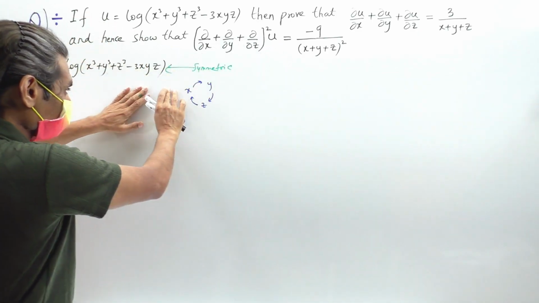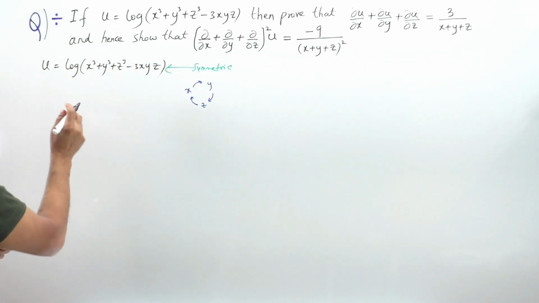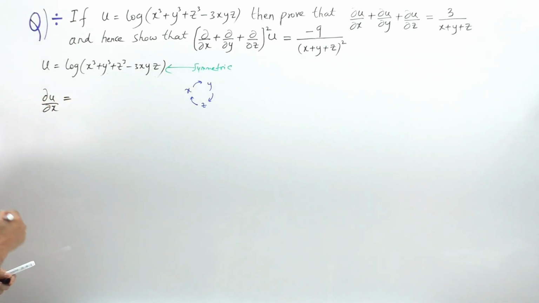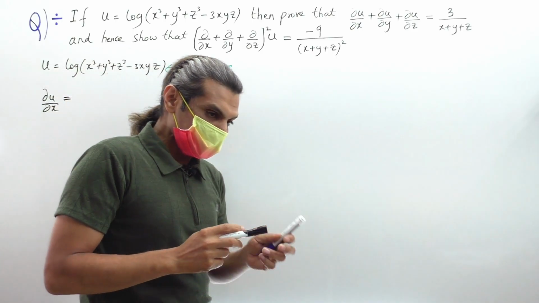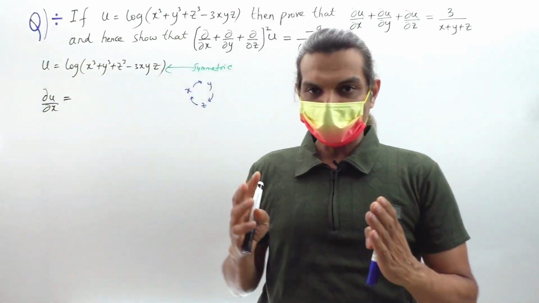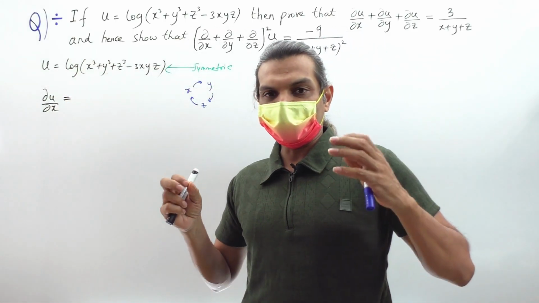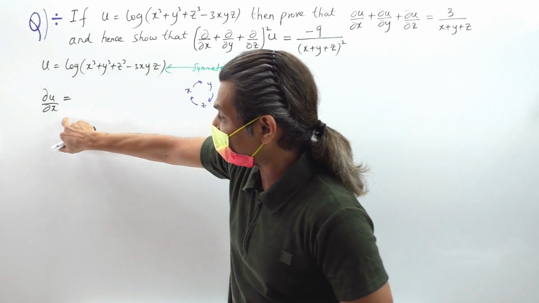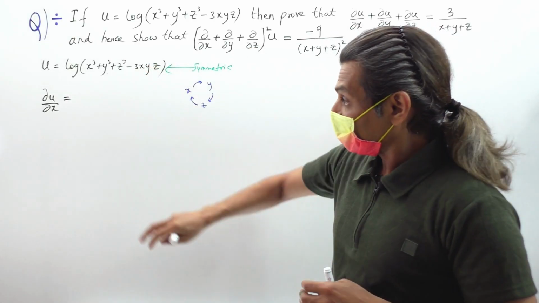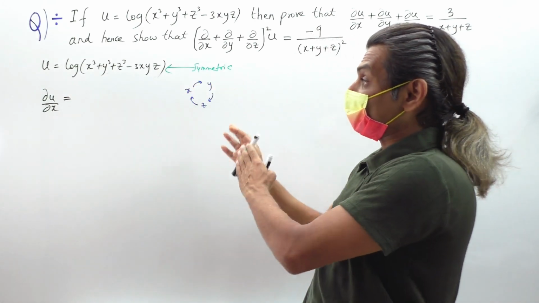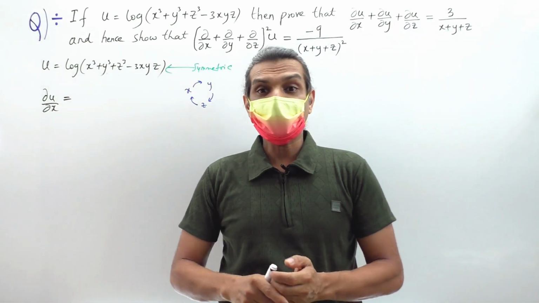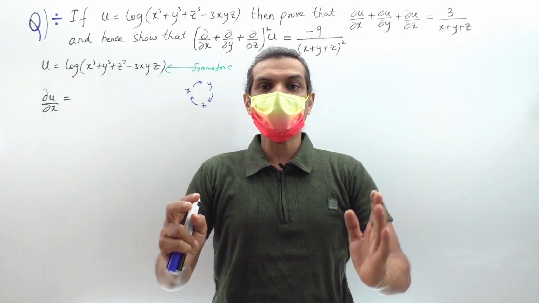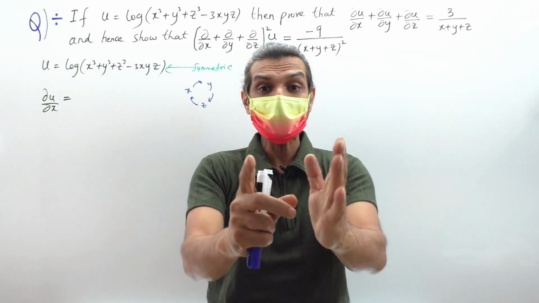So I have identified the symmetric function now. First we will find dou u by dou x. So we have dou u by dou x is equal to. Tell me how to differentiate this. Chain rule. Again I repeat, if you are weak in differentiation, it's a very simple differentiation, but you are differentiating only with respect to x here. Log of x cube plus y cube plus z cube minus 3xyz. So first we differentiate the log. Differentiating log x is standard: log x is 1 by x.